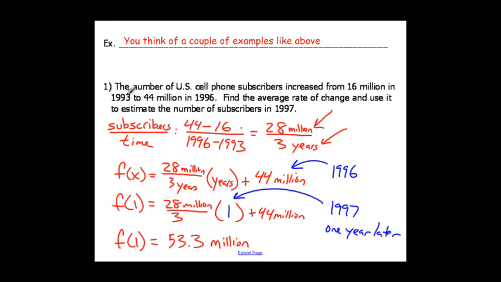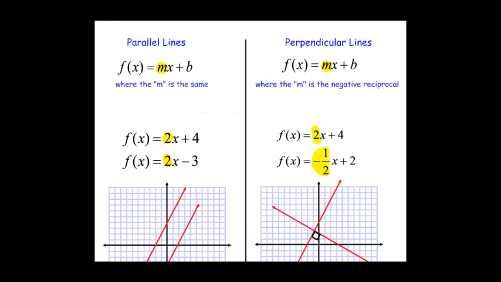Some people say, well, shouldn't we put this one down first? You just need to pick a point to start from. So your number of years is your relationship to your starting point. Since we're talking 97, that's only 1 year removed from 96, so we put 1 year. Think about it: you started at 44 million in 96, you add this relationship for 1 year, and you get 53.3 million. That's a great way of looking at that.